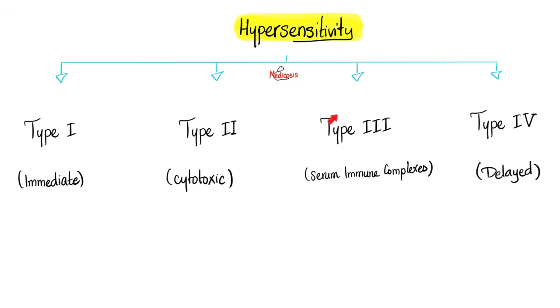Hypersensitivity, type 1, type 2, type 3, type 4. Type 1, immediate, but type 4 is delayed. Okay, how about type 2? Cytotoxic. Look at this. Type 2 is cytotoxic. And type 3, you have free antibodies. What do you mean by free? I mean the antibodies are floating in the plasma. They are floating in your blood. They are not bound to cells. They are not cyto like type 2. Also, you can describe type 3 by 3 words: serum immune complexes.